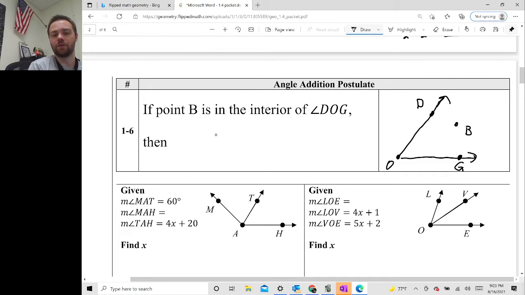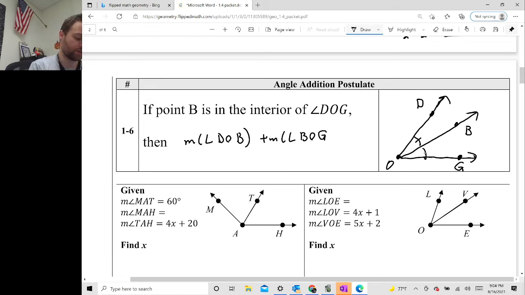Then, well, we have the measure of angle DOB. So I'm going to draw a ray out from O to B so you can see that. The measure of angle DOB, this angle, plus the measure of angle BOG, this angle over here, not necessarily the same, is going to equal the entire measure of angle DOG.